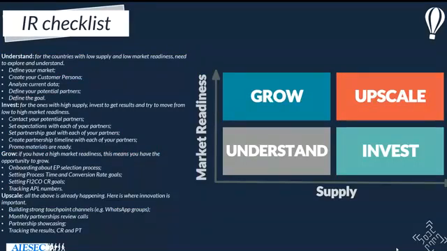IR checklist. Here you can see a plot where you can see the market readiness and supply, and there are several parts of it. In the part Understand, when you have low market readiness and low supply, you need to define your market, create your customer persona, analyze your current data, define your potential partners, and define the goal. This will be the first step in the IR checklist.